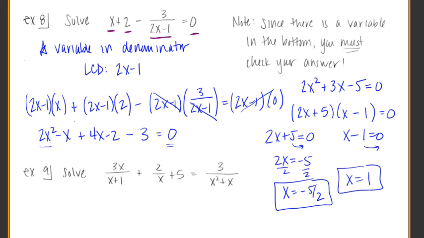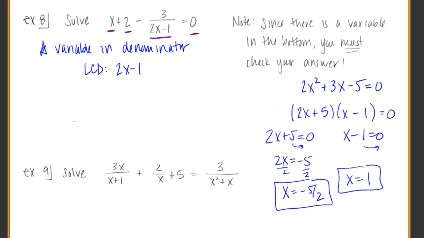Now, just like what we did up in sections 1.6 and 1.7, anytime you had a radical in your problem, you had to check your answer, because with a square root sign we can never take square roots of negative numbers. Kind of the same rule applies here. Anytime you have a fraction in your equation, remember one thing you can never do is divide by 0. Since there's a variable in the bottom, you must check your answer, because you can never divide by 0. That's the point. So we're going to check, just real quick.